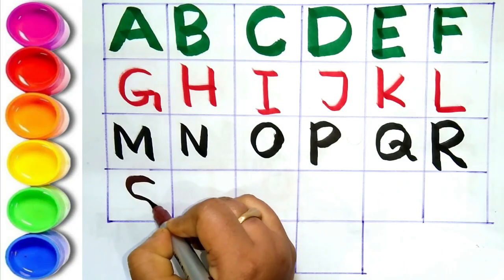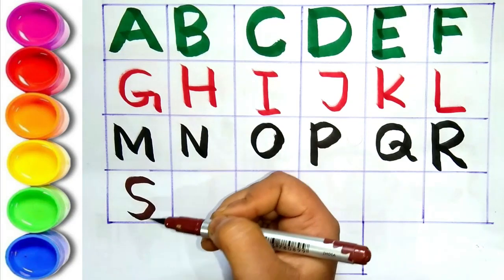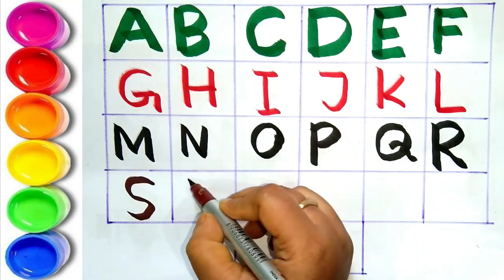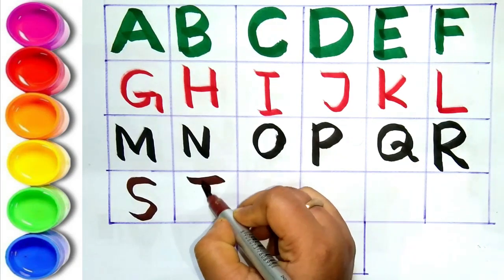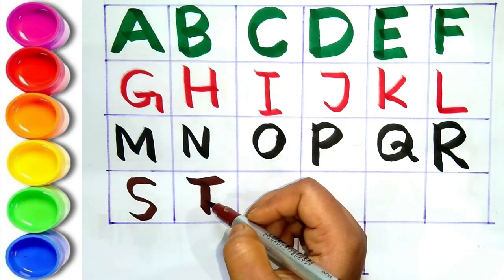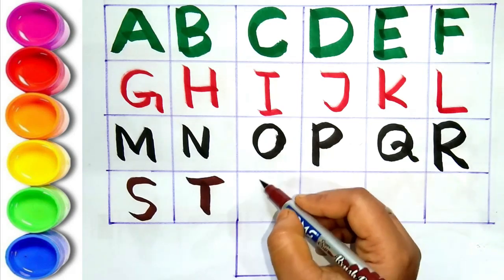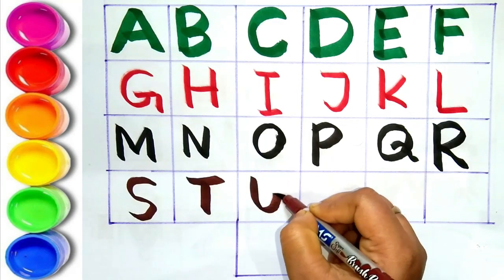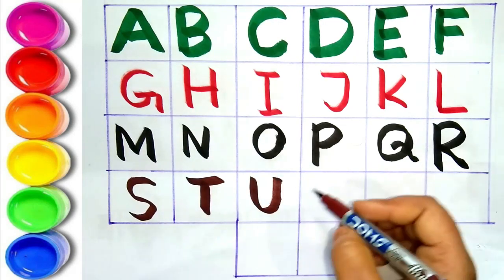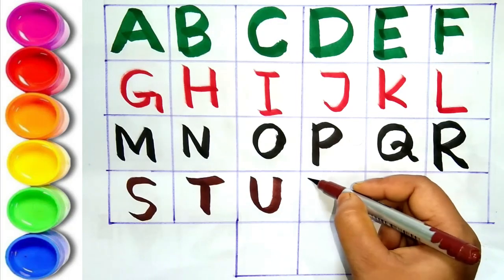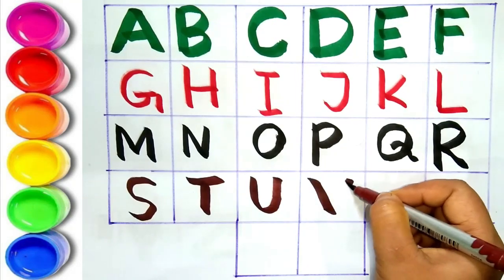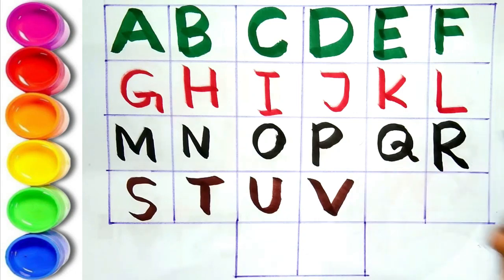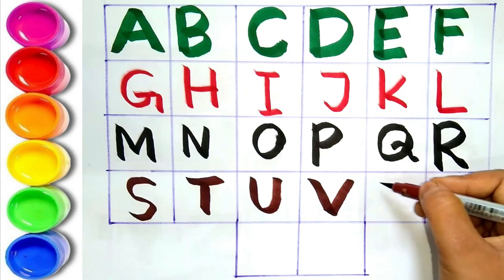S, S for sum. T, T for tomato. U, U for uniform. V, V for vest.